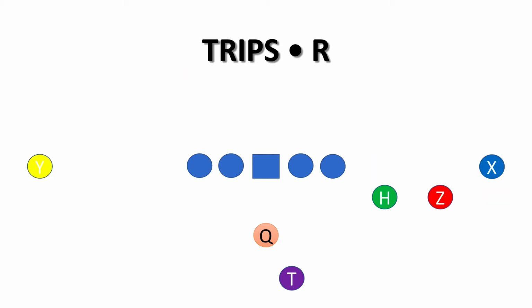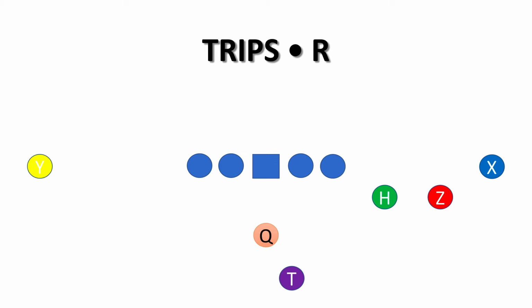Okay, next let's get into some trips stuff. Remember, spread is the basis of the whole offense. So what changed from spread to trips? The only thing that happened was our H back went and lined up on the right side of the field. So trips right, the H is going to go to the right. Trips left, the Z would go to the left.